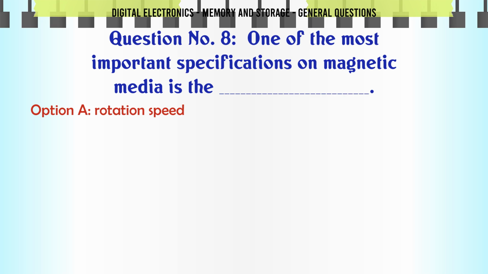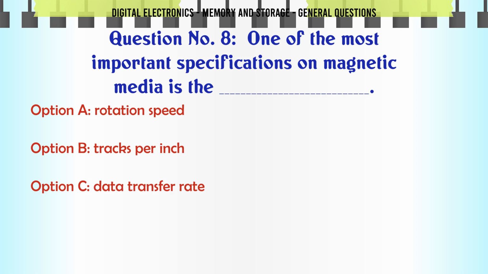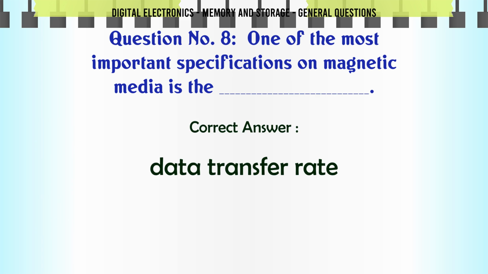One of the most important specifications on magnetic media is the A. Rotation speed, B. Tracks per inch, C. Data transfer rate, D. Polarity reversal rate. The correct answer is data transfer rate.